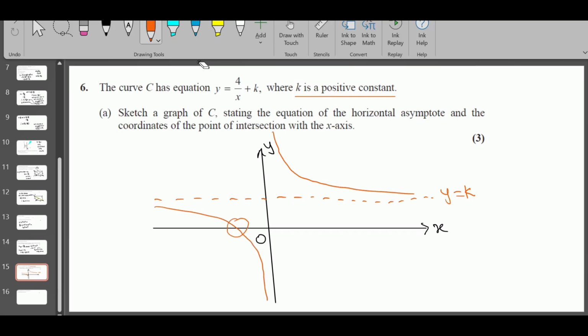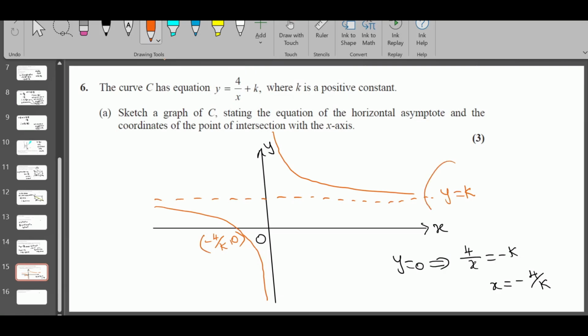To find the x-intercept, you need to replace y by 0. When you replace y by 0, you will get 4 over x is equal to minus k. x is equal to minus 4 over k if you swap x and minus k. So this point is minus 4 over k comma 0. Put it in the point form. That's all. You'll be given 3 marks for this.